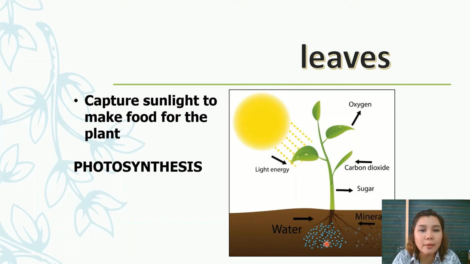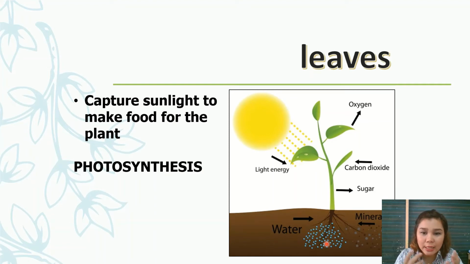Anong nangyayari? Parang kitchen, doon sila gumagawa ng food. Because the plants cannot walk, the plants cannot look for food. Hindi naman kagaya ng animals and human beings na pwedeng maglakad, tapos bibili sa tindahan, or the animals would roam and then they can look for food. Pero ang plants, they can't do that. So they make use of their plant part, particularly the leaves, in order to make or manufacture their food. So iba naman yung kinakain nila.